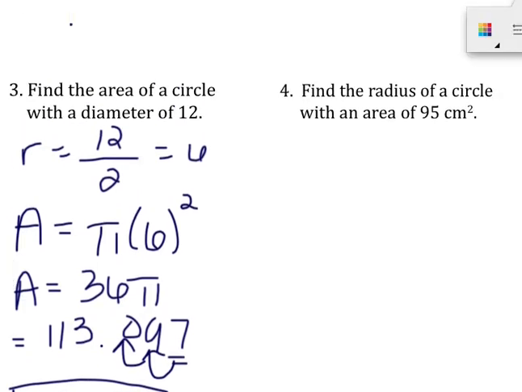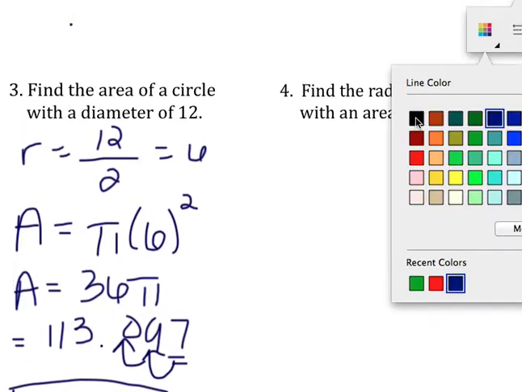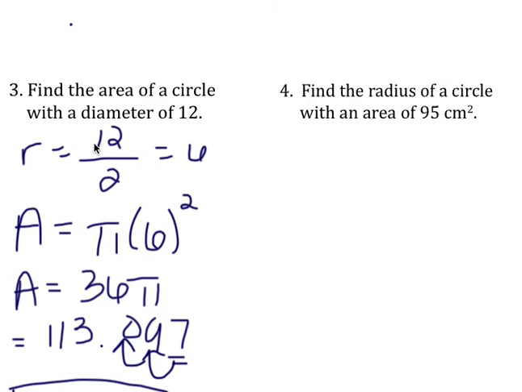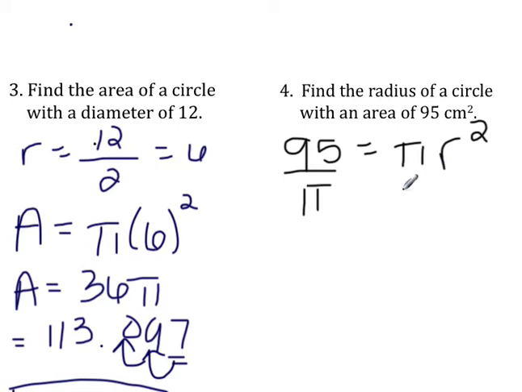Number 4 asks you to find the radius of a circle with an area of 95 centimeters. So now our area is 95, and that's equal to pi r squared. So basically, I need to solve this for r squared. The first thing I want to do is get my pi over to the other side, so I'm going to divide both sides by pi. 95 divided by pi is going to give me 30.24, and that's going to be equal to my r squared.